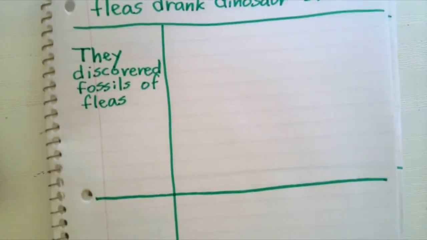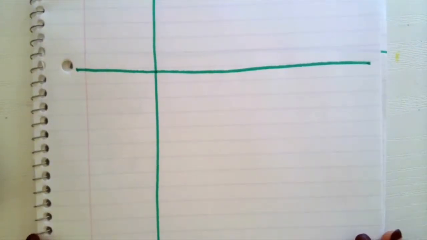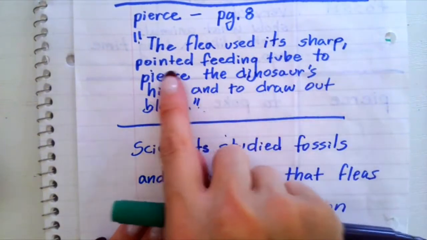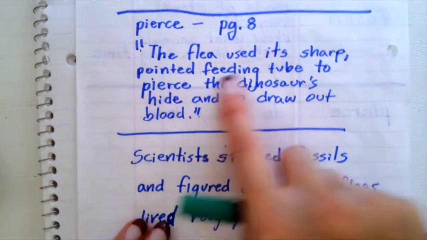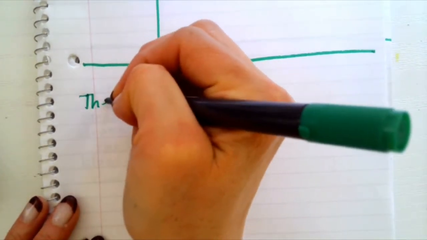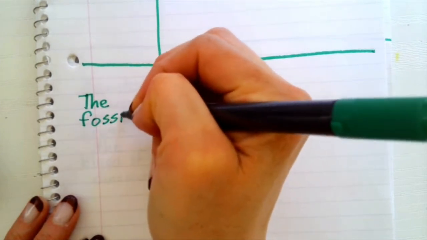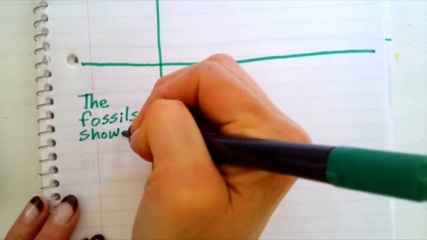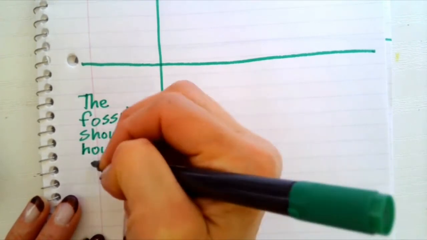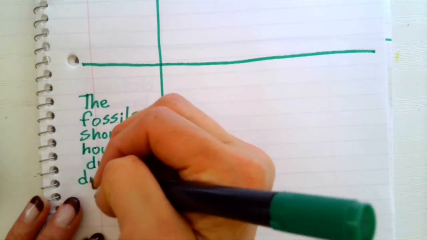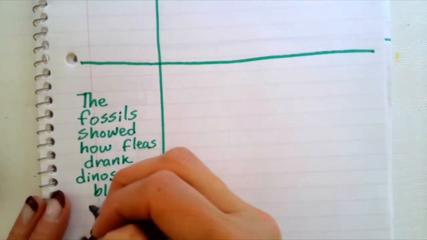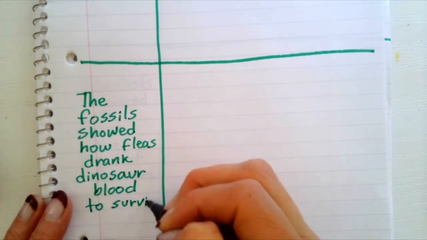What was the other clue that told them that the fleas drank dinosaur blood? Remember, when we looked at the fossils, they saw a sharp pointed feeding tube. So the fossil evidence was where they saw how the fleas drank the dinosaur blood. The fossils showed how fleas drank dinosaur blood to survive. That means to stay alive.